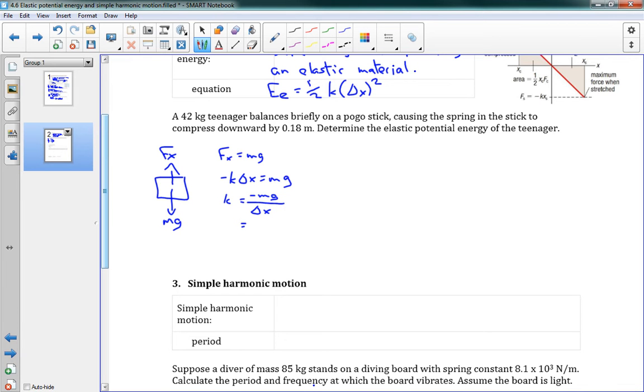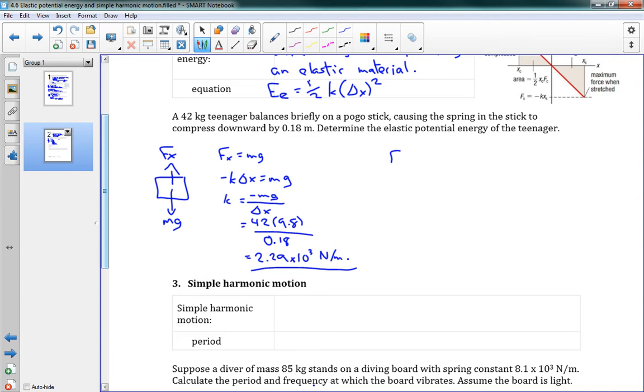So we can cancel out some of these negatives and positives here. We've got 42 kilograms times 9.8. Delta x is going to be 0.18, and we get a k value here of 2.29 times 10 to the 3 newtons per meter. Okay, there's our k value.